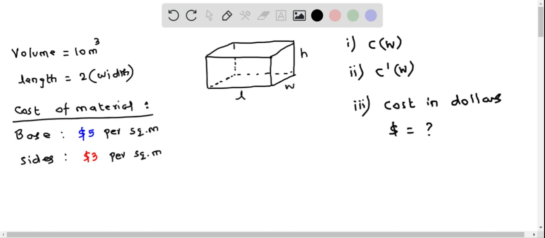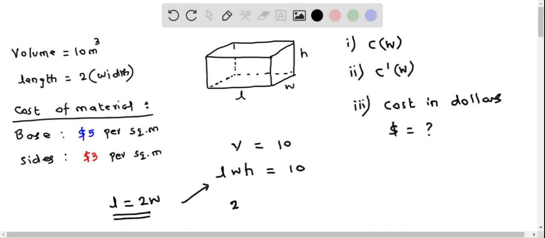So first, using the given information, let's write the variables length and height, everything in terms of width. Volume of the storage container is V equal to 10 meter cube, which is 10 without the units. The volume of this rectangular storage container is length times width times height, and this is given as 10. We also know that the length is twice the width, so L is 2w. I'm going to substitute this into this equation and solve for h.